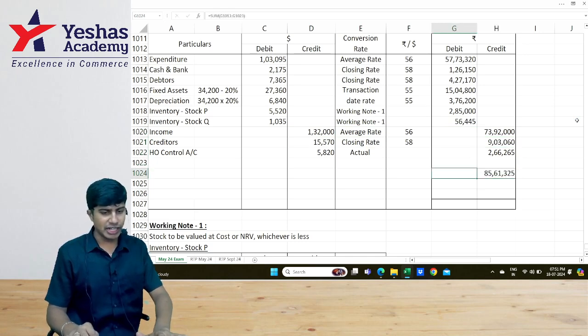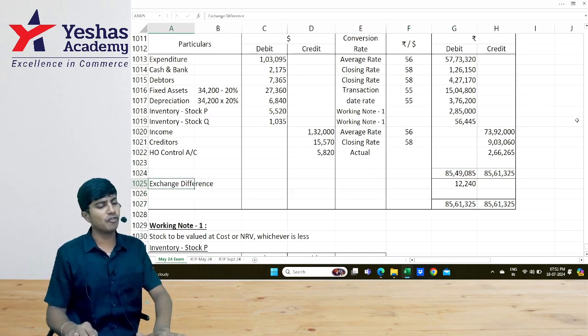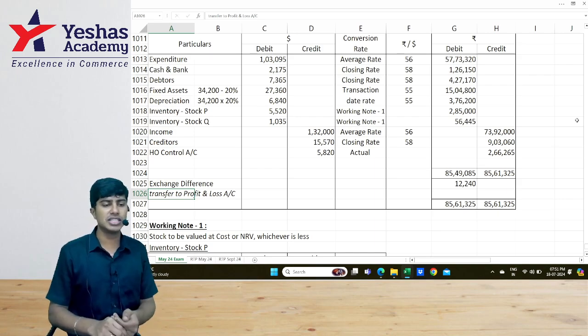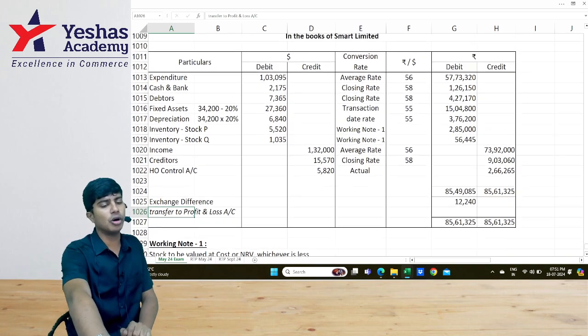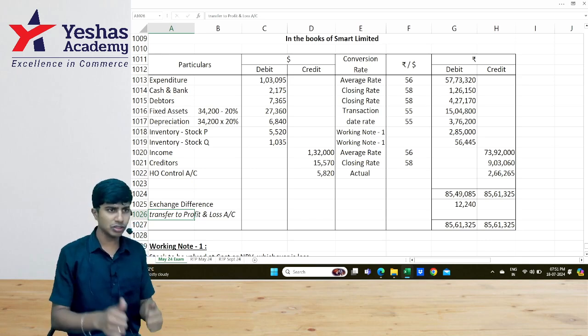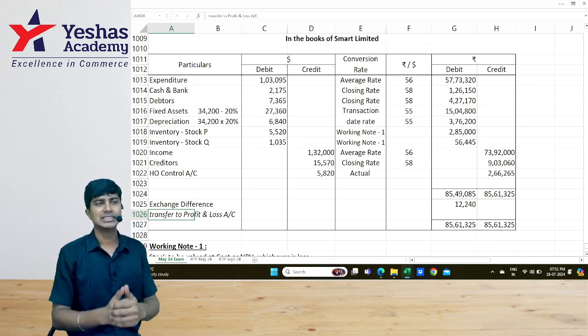Take the total on the credit. Take the total on the debit. The total on the credit side is more than debit by 12,240. And this 12,240 is the foreign exchange difference, which will be transferred to the P&L account because this is an integral foreign operation. On the other hand, if it was non-integral, it would have been transferred to the foreign currency translation reserve account. Understood?